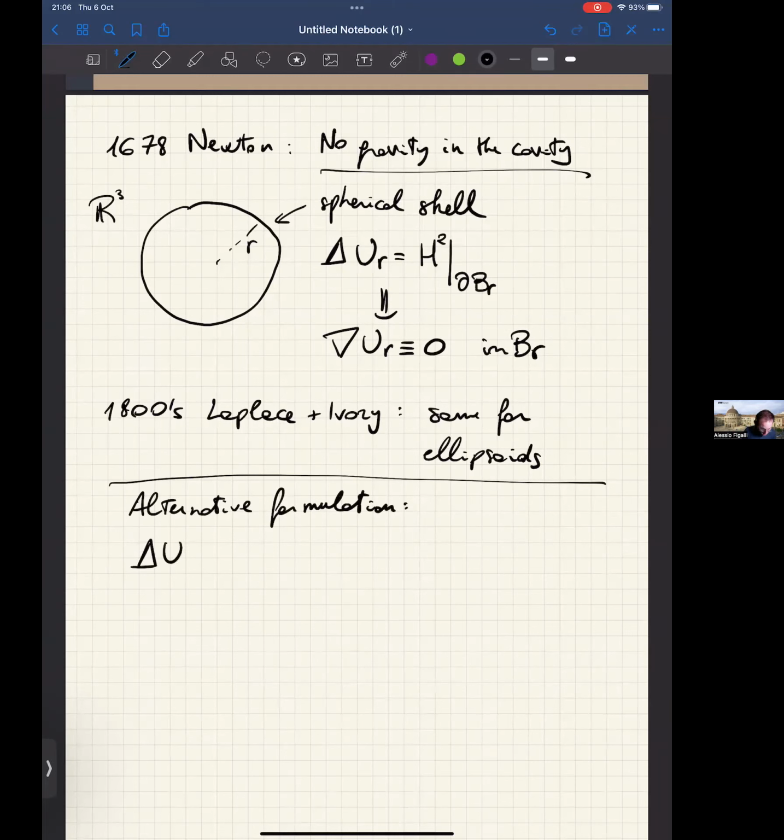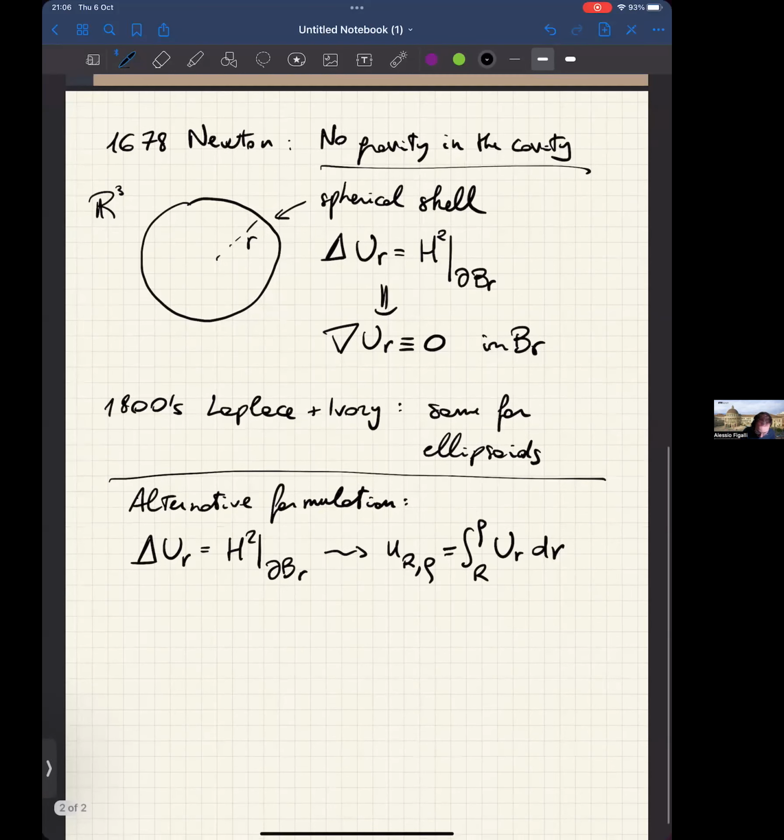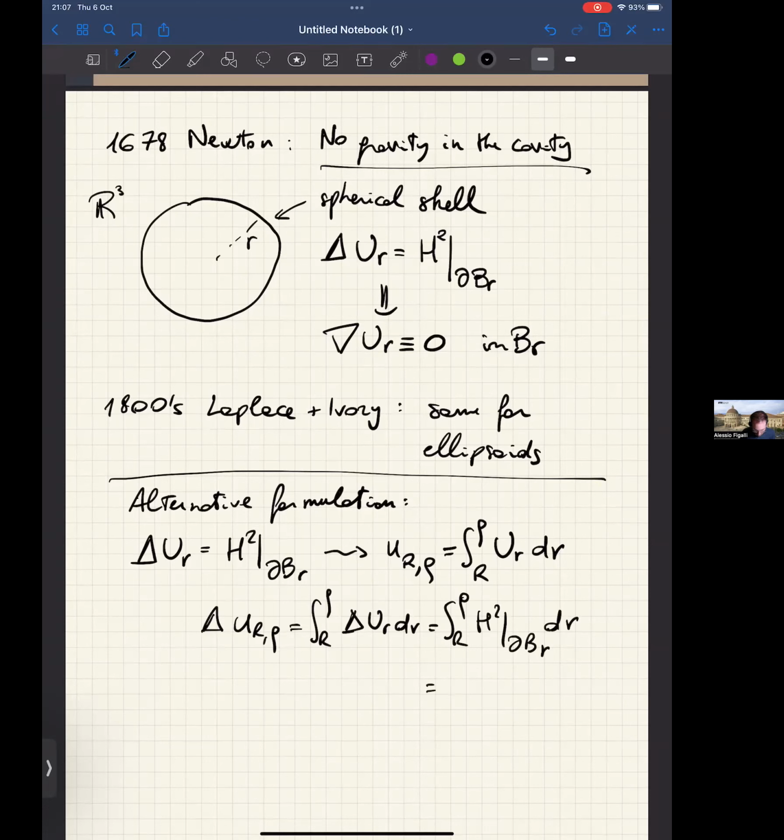Essentially, you know that the Laplacian of u_r is the surface measure on the ball, and then you can integrate this in r. Let's say you consider little u_{r,rho} to be the integral from r to rho of this family of potentials u_r dr. So just average over an annulus. Then the Laplacian of u_{r,rho} is the integral from r to rho of the Laplacian of u_r. But this is the integral from r to rho of the surface measure, and this is just polar coordinates. This is simply the indicator function of the ball of radius rho minus the ball of radius r. Here the surface measure is normalized already to have mass rho squared.